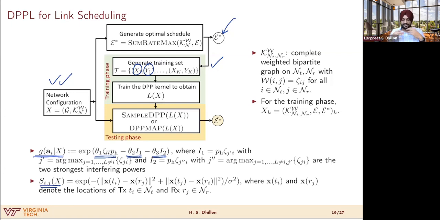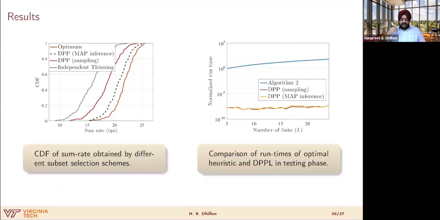And once you have that trained model, which is nothing but this L matrix, then you can use that model to actually directly sample. So for a new unknown network configuration, you just sample directly using that DPP to get your estimated schedule. That estimated schedule for the new test data will be epsilon hat star. Right, so this is what the DPPL is, and let me show you some quick plots.